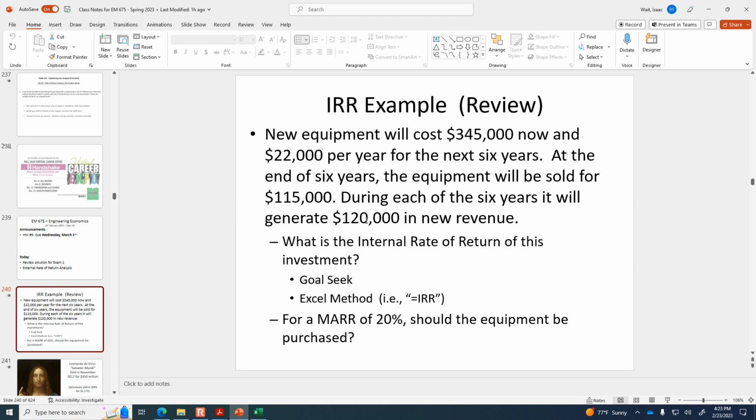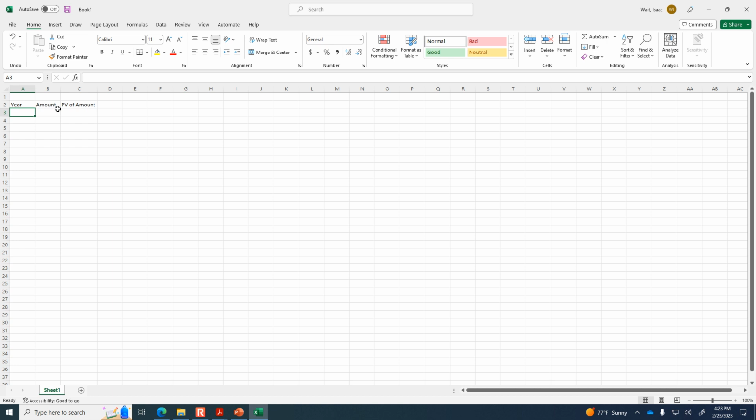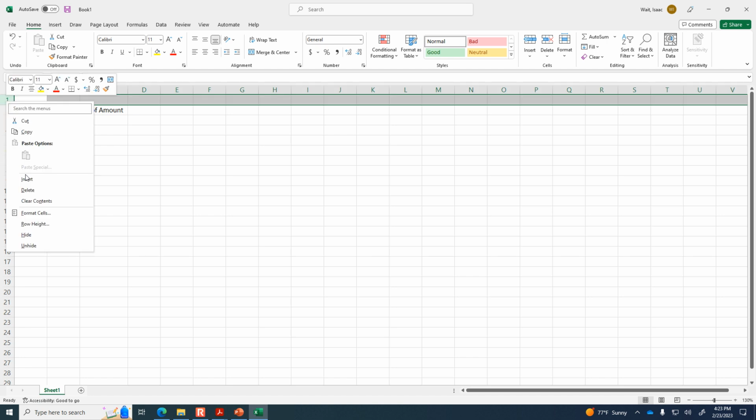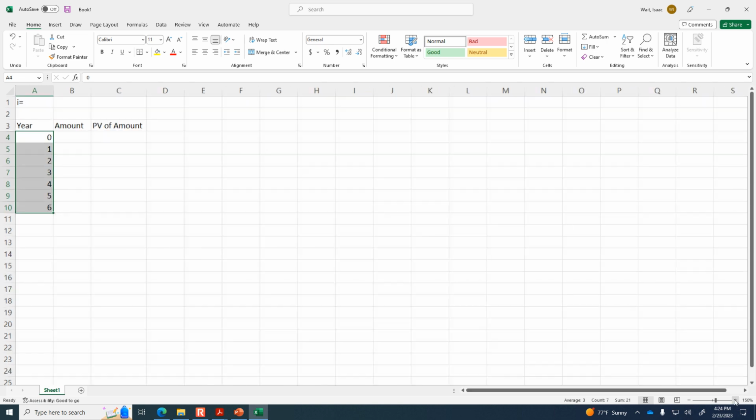Okay, so find the internal rate of return. We'll just break this down on here. We have to have the year, amount, and PV of amount. The internal rate of return is the interest rate that makes the sum of the inflows and outflows equal to 0. So it's going to be an iterative process that we follow to determine i. And of course, we'll use the IRR function later, but it's important to know how to apply the calculation process even without using the built-in function.